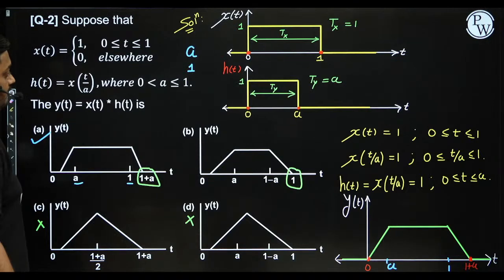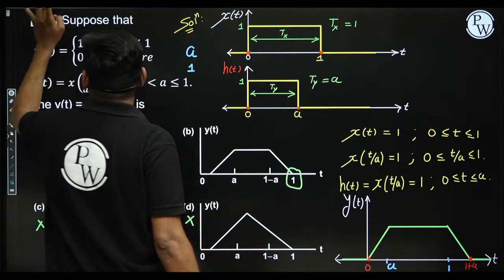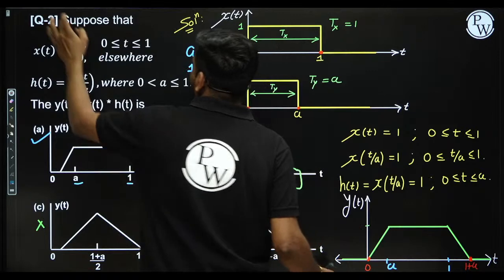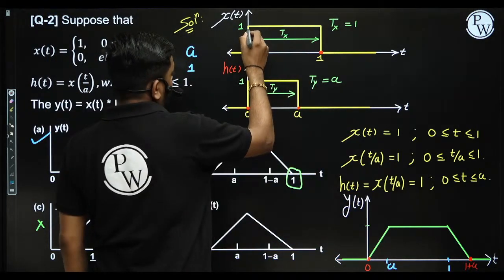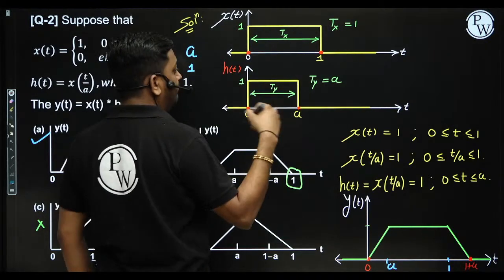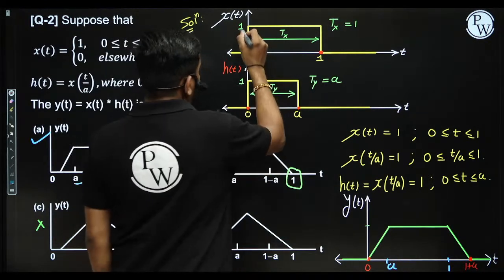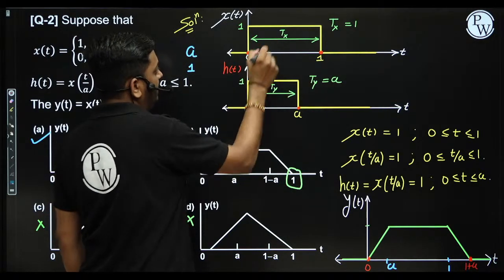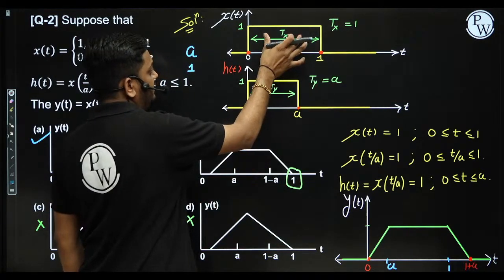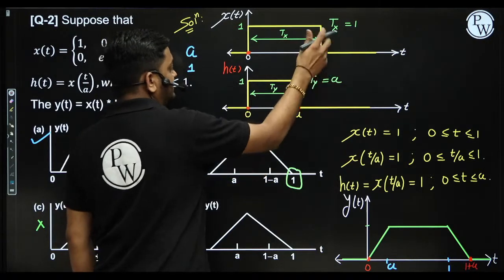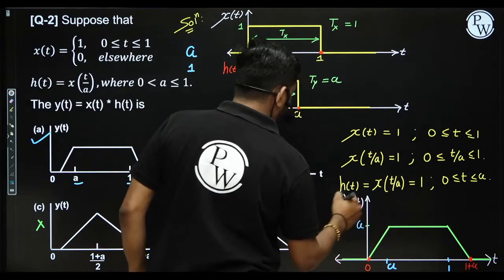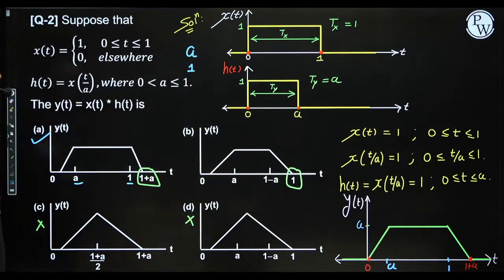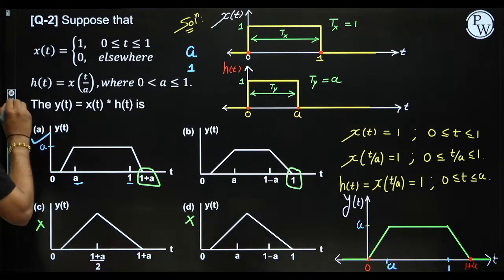Fine. And if I'm talking about the amplitude, amplitude also we can find. This amplitude is nothing but what? Amplitude of first signal into amplitude of second signal multiplied with the minimum width of x of t and h of t. So amplitude 1 into 1, and minimum width is a, guys, because here width is 1 and this is a and a is less than 1. So this amplitude is a, guys. Correct? This amplitude will be a.